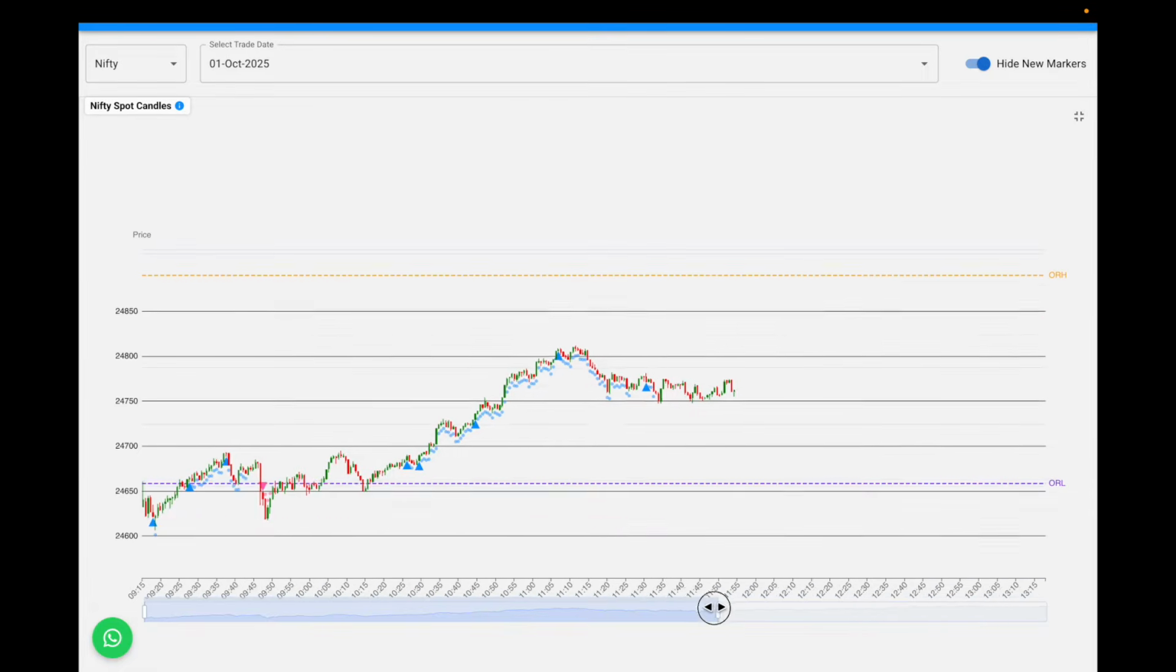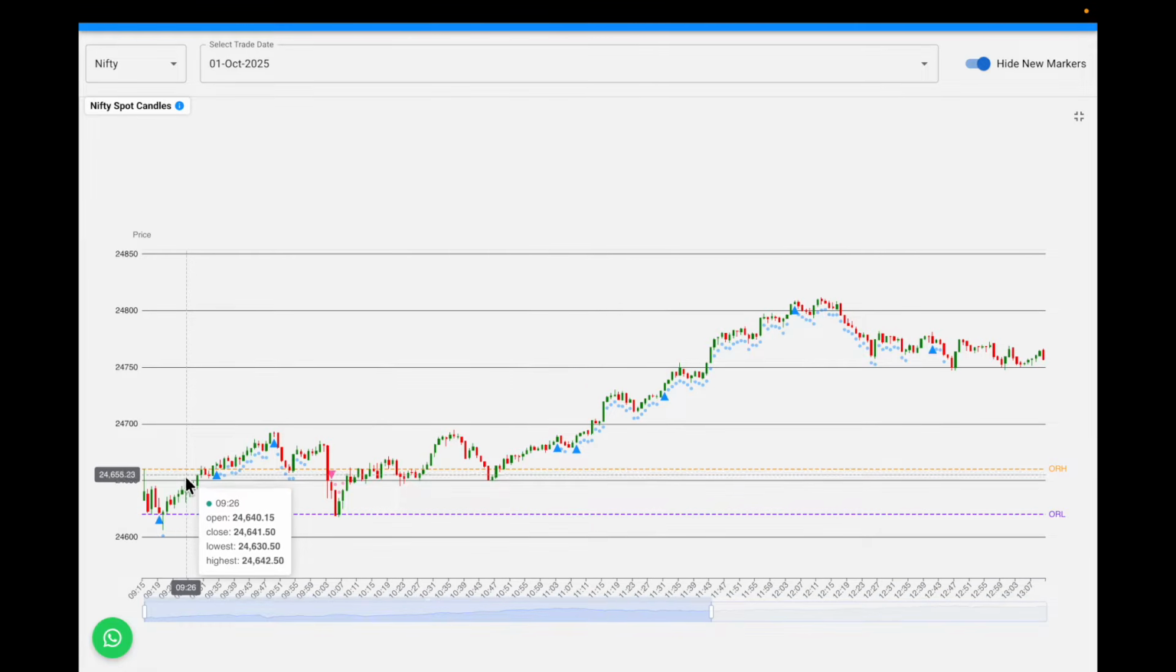Now the strategy itself is quite simple. You automatically get opening range, you get strike wise lines and markers and candles. All of this you will get automatically. What we do is in the morning hours, we take call buy only from opening range high and put buy only from opening range low. Okay, we don't take put buy here and call buy here in the morning.